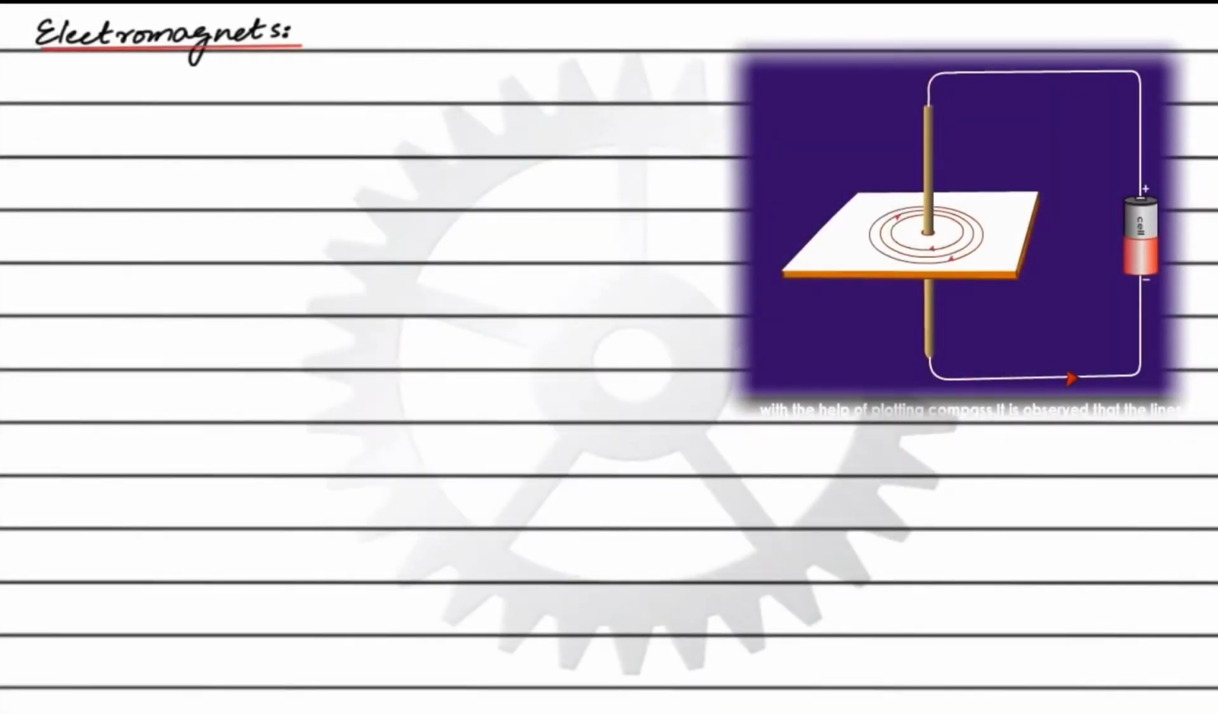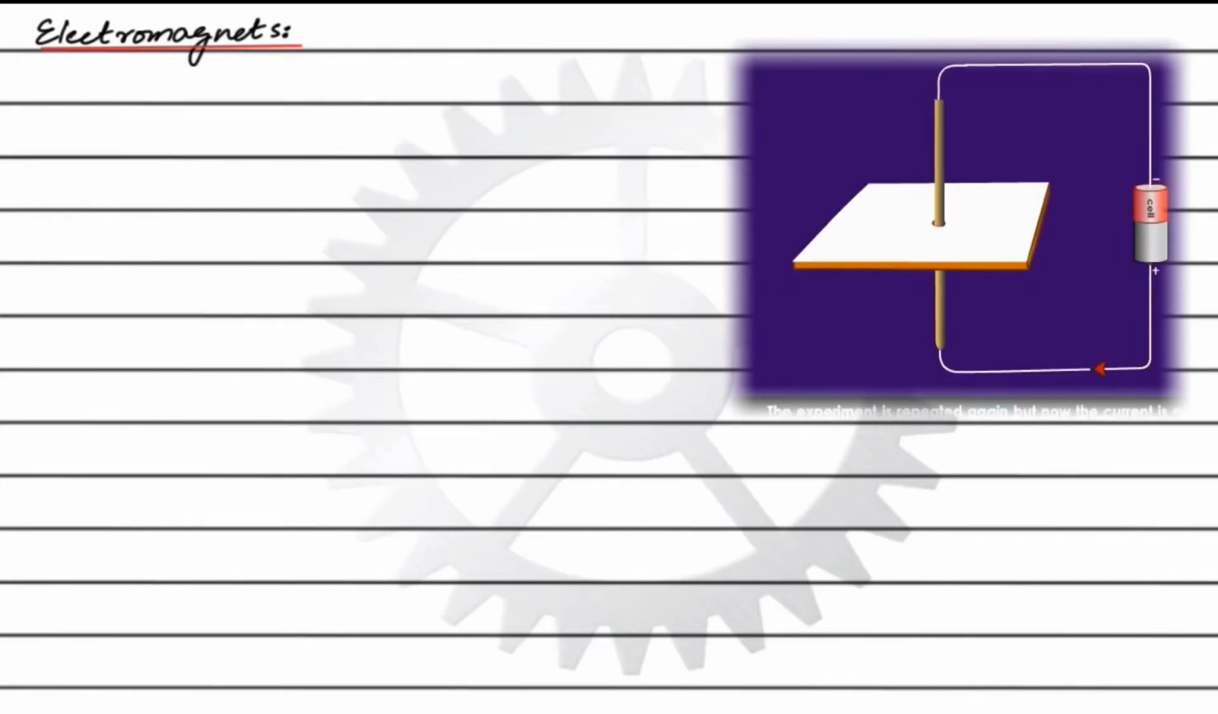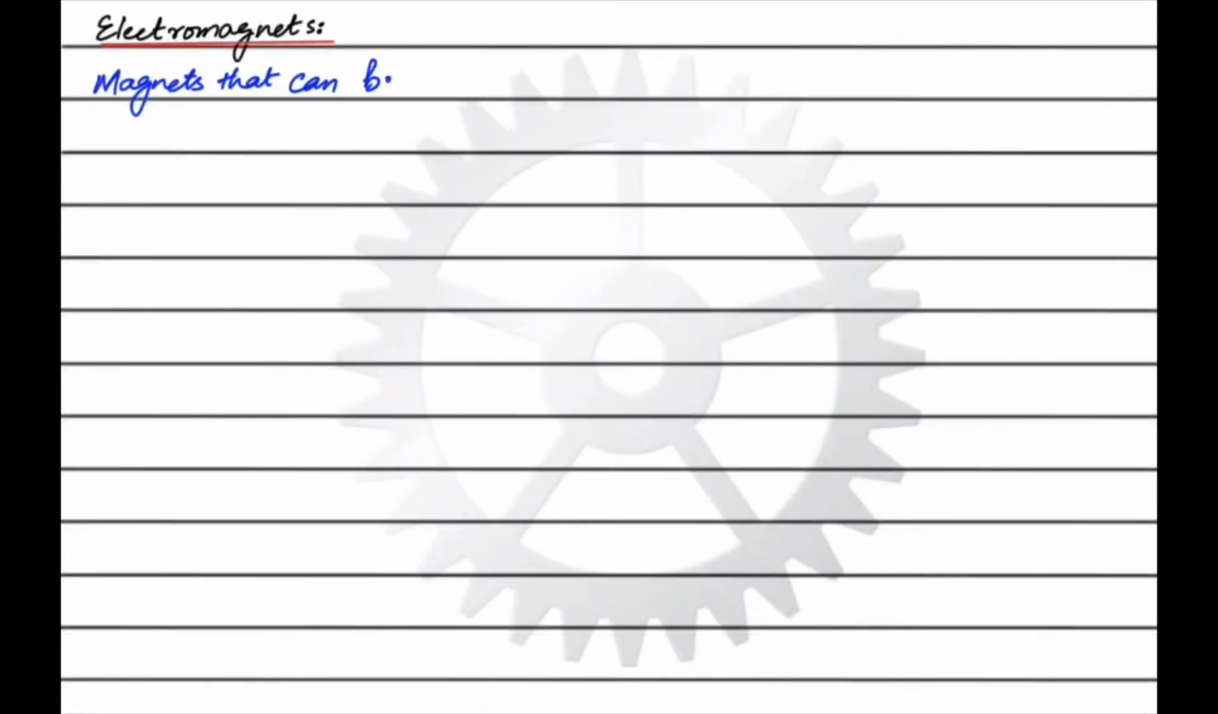Around every current carrying conductor, there is a magnetic field. The strength and direction of this magnetic field depend upon the magnitude and the direction of the current. If current increases, the magnetic field strength increases. If the direction of the current is reversed, the magnetic field direction is reversed. If there is no current flowing through the conductor, there will be no magnetic field around it. So electromagnets are magnets that can be turned on or off by switching current on or off.